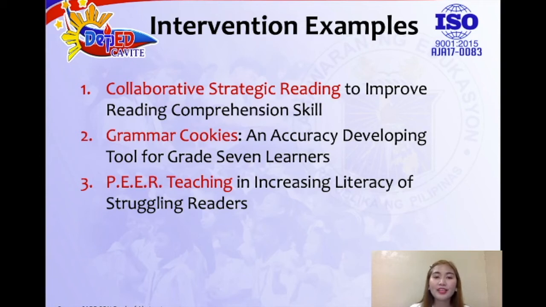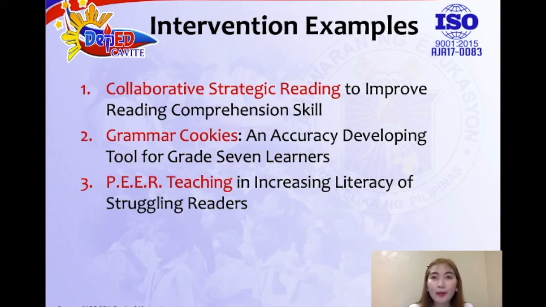Okay, now here are the examples of intervention that are used in action research in the last school year. So the first study that we have here is the collaborative strategic reading to improve the reading comprehension skill. So the problem here that is identified has something to do with reading comprehension skills of the students. What is the intervention? It's collaborative strategic reading. Okay. And the second example, grammar cookies, an accuracy developing tool for grade 7 learners. So based on the title, we assume that there's a problem in the accuracy in grammar. So the intervention here is grammar cookies.